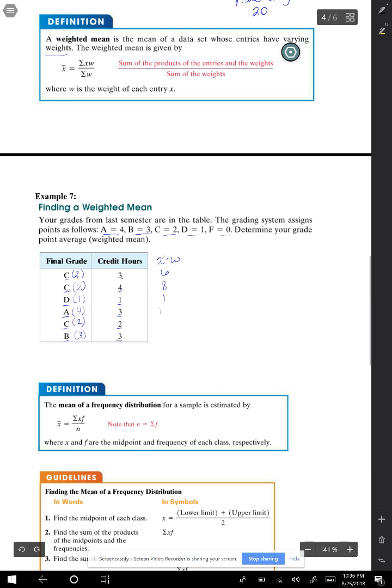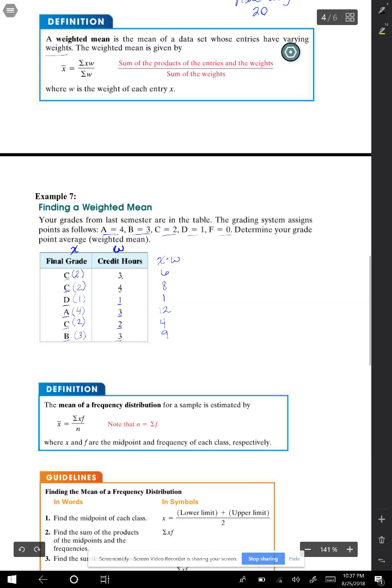4 times 3 would be 12. Here your weight is 3, and you got 4 points for each of those, so 12. 2 times 2 is 4. 3 times 3 is 9. So that would be your X times W. We're thinking of this as X, which is the number of points for the grade, and W is the number of hours you have, and that would be your weight.